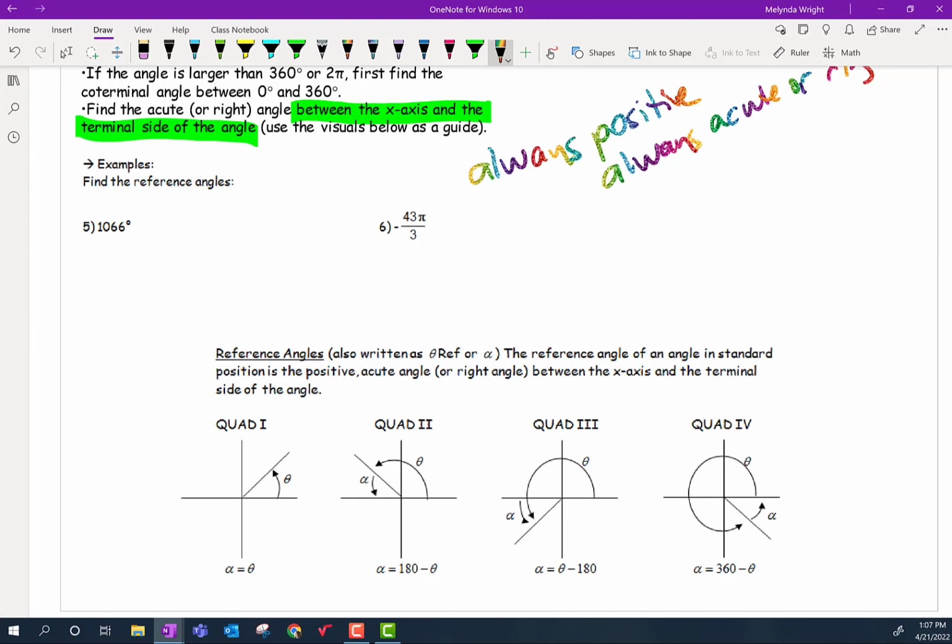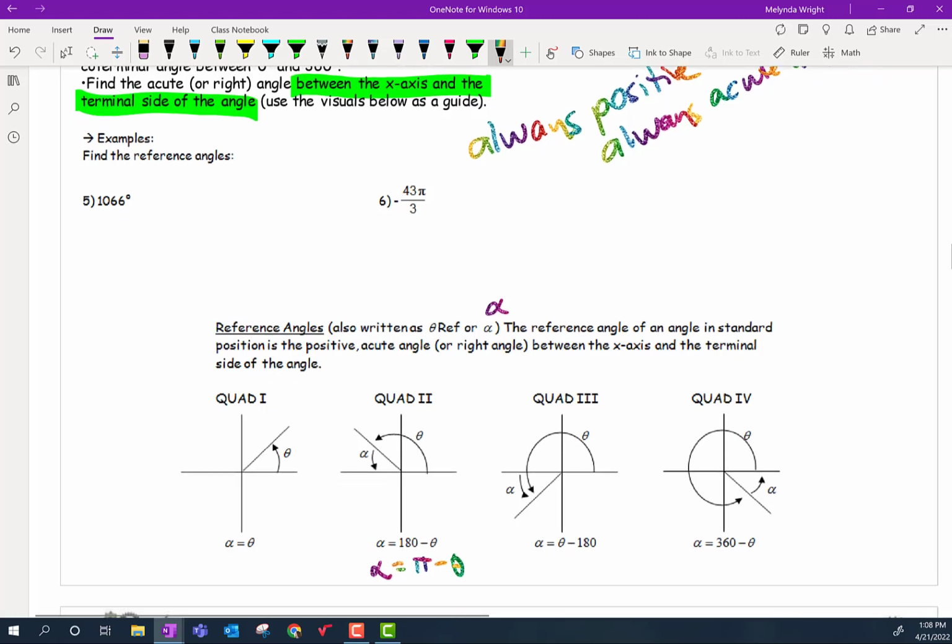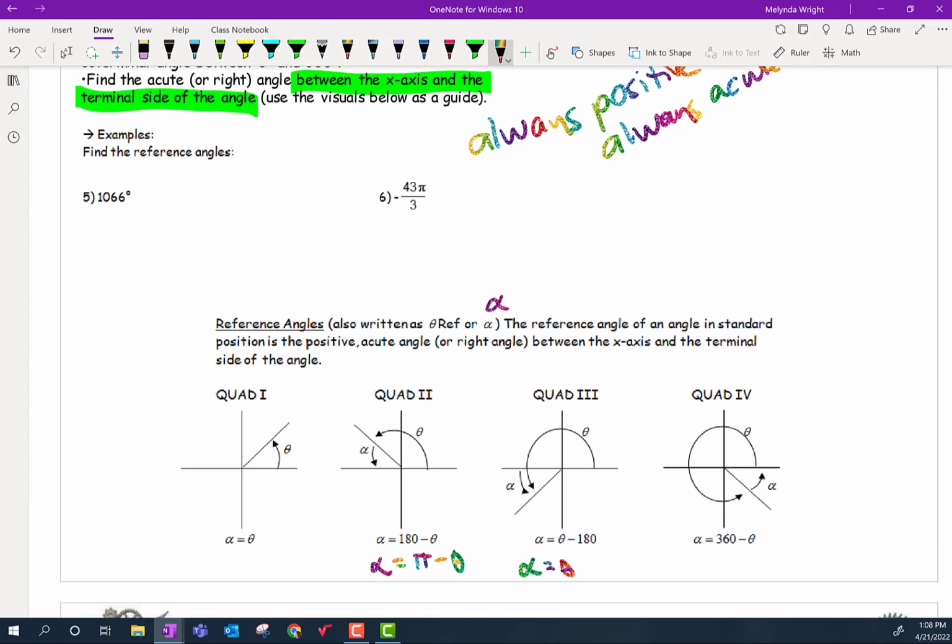If the angle is in the first quadrant, the reference angle and the angle are the same. By the way, this is a Greek letter alpha, which is what they usually use to denote reference angles. If you're in quadrant 2, you would take 180 minus the angle measure, or pi minus the angle measure, depending on the unit. If you're in quadrant 3, you would subtract pi from your angle, or 180 if you're in degrees. And in quadrant 4, you would do 2 pi minus the angle, or 360 degrees minus the angle.